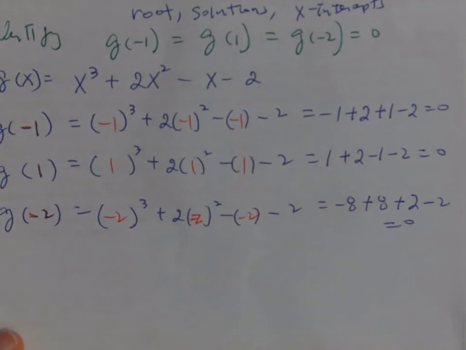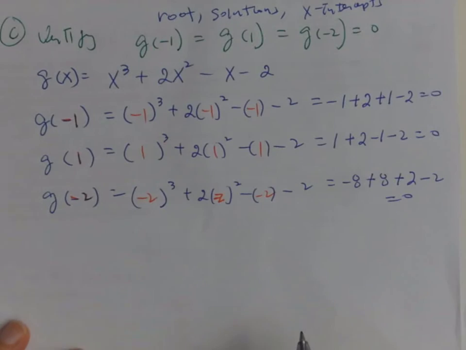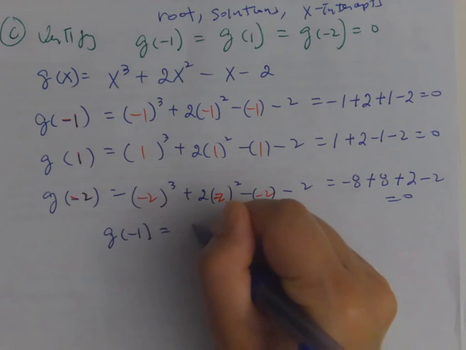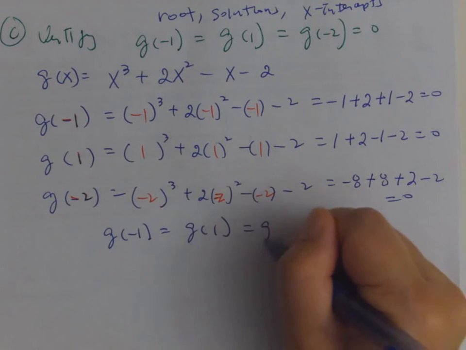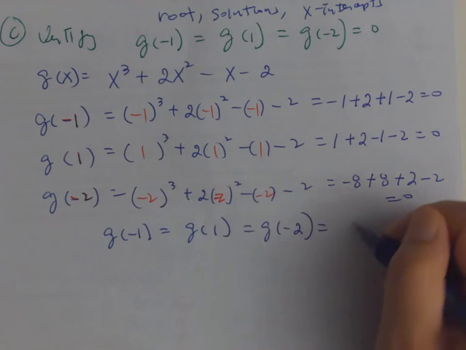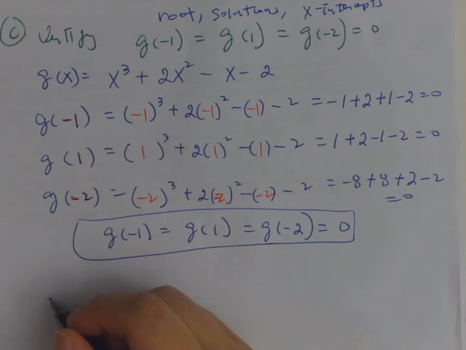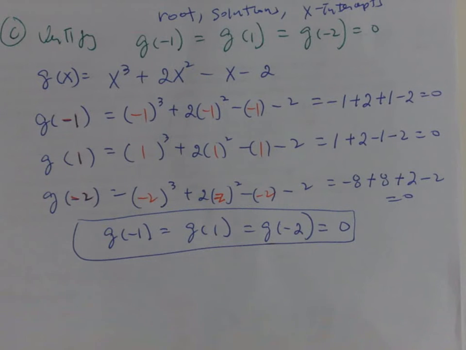So I tried it on my own and all of them equal 0. So we can say g of -1 equal to g of 1 equal to g of -2, all of them equal to 0. You verify it. And if you need to pause the video, you can do that.